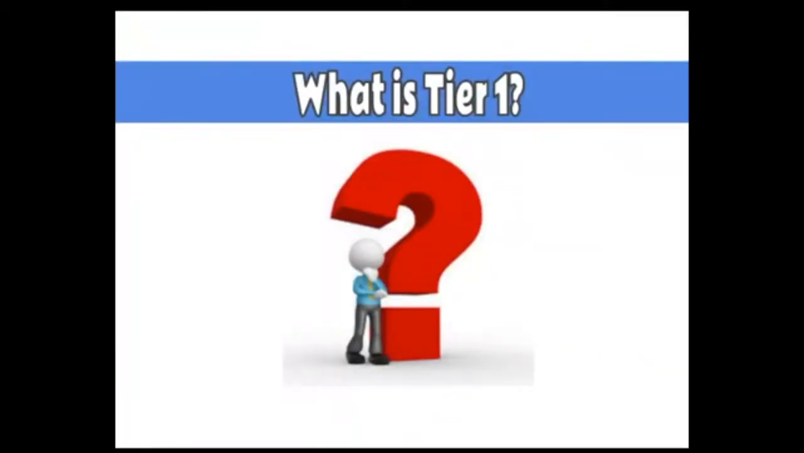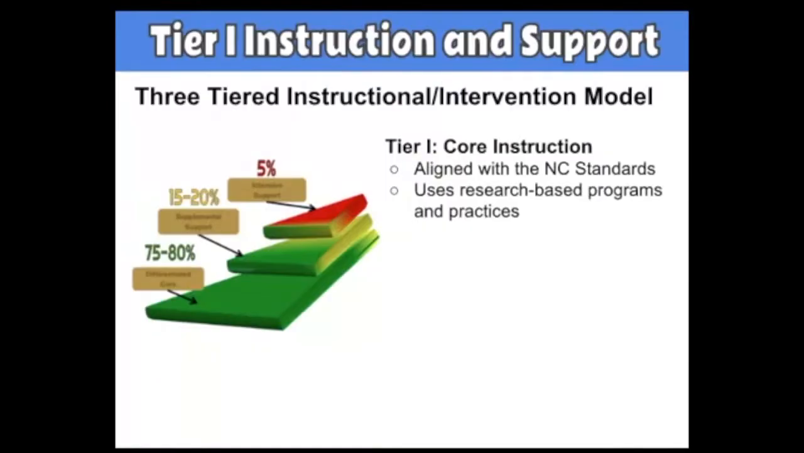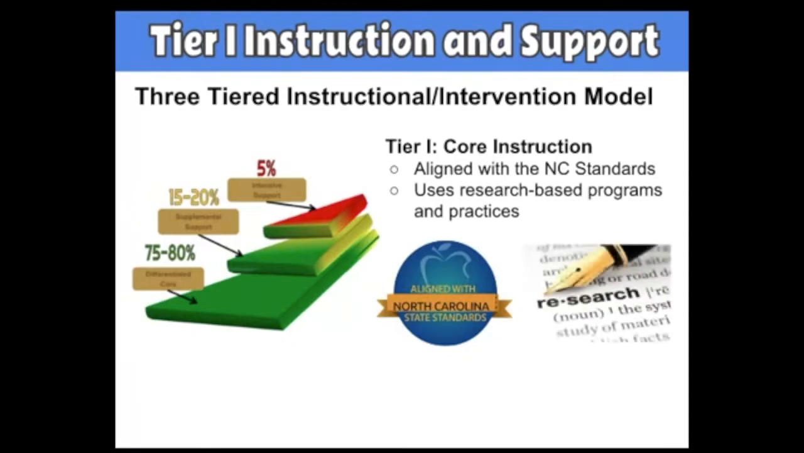Now, let's take a look at how Tier 1 is designed to provide support to that quality core instruction. Tier 1 instruction is focused on planning and implementing support to core instruction, of course. It should be provided to all students in support of general education curriculum, which aligns to the North Carolina Standard Course of Study and uses research-based programs and practices.